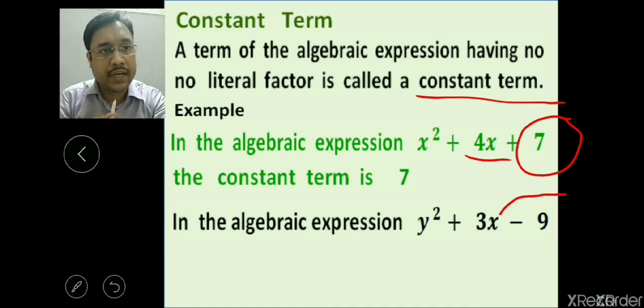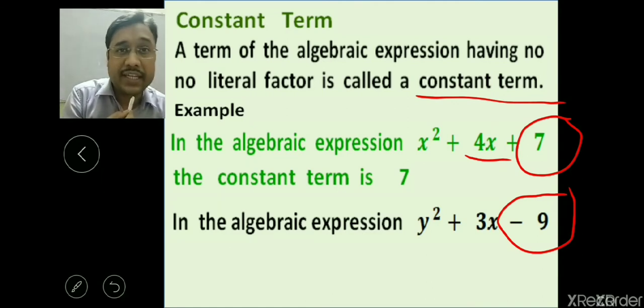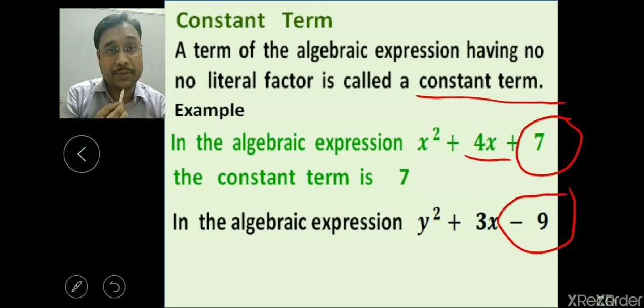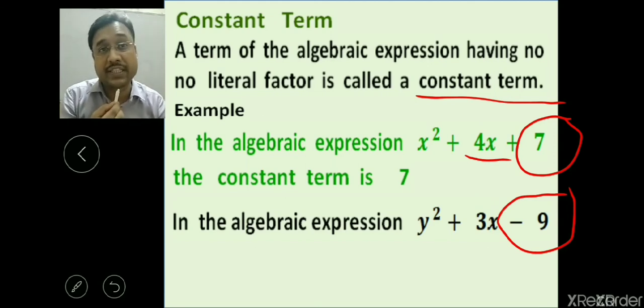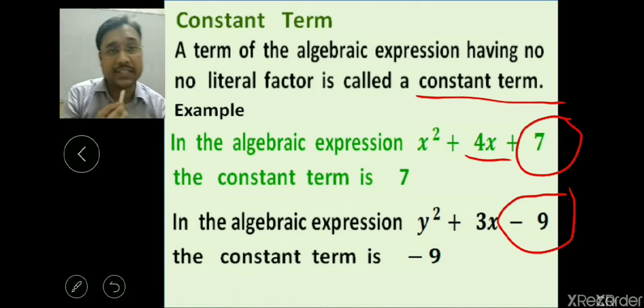Now in the algebraic expression y square plus 3x minus 9, here minus 9 is the constant term, because you will write that y square plus 3x plus minus 9. So this minus 9 is inside the bracket, you will put there. So this minus 9 is the constant term. Minus is included in the term only. Okay, so this way we can say minus 9 is the constant term.